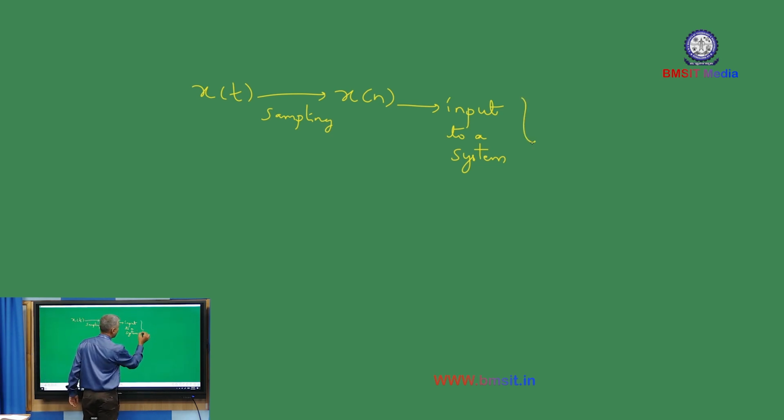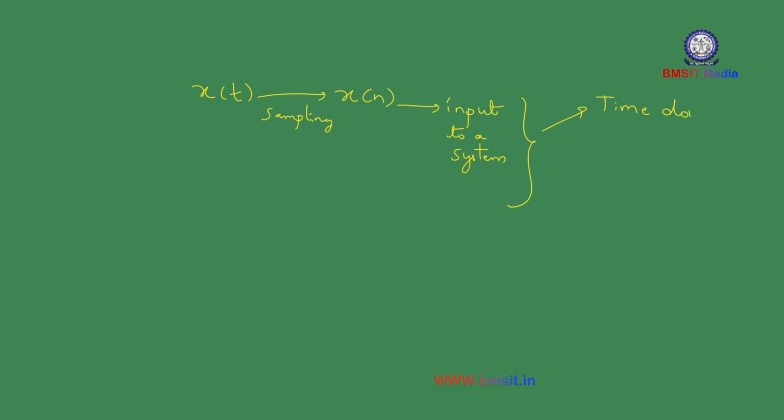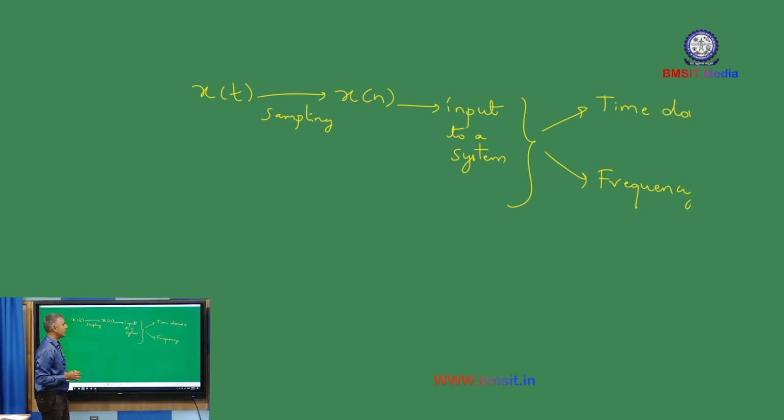So this can be done in two ways. One is in the time domain, the other one is in the frequency domain. The processing of the signal, as I said, whether in the time domain or in the frequency domain, has its own unique advantages and disadvantages.